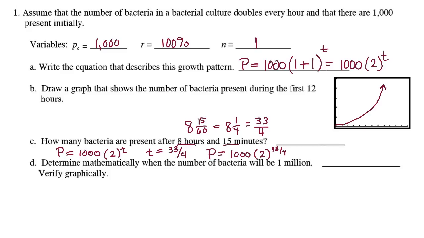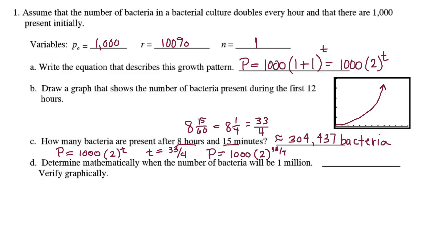So make sure you have your exponent of 33 over 4. Once you type that in your calculators, you're going to have approximately, because we are rounding this, 304,437 bacteria. Somebody needs some antibiotics.